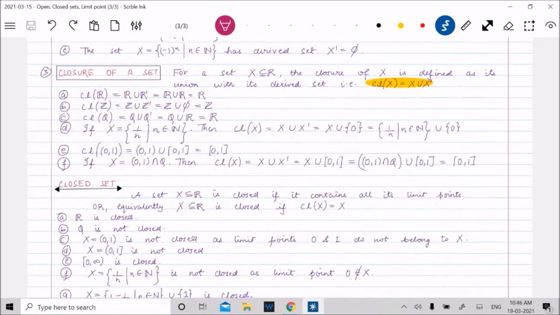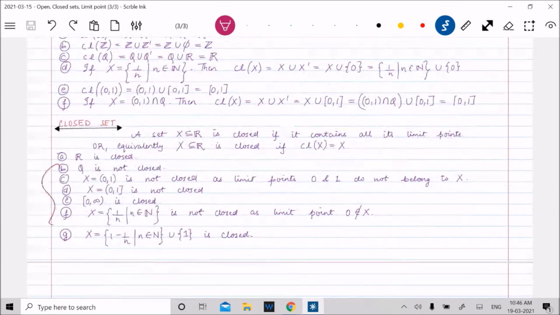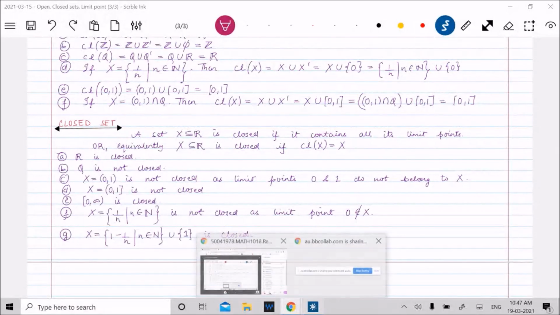A set is said to be closed if it possesses all its limit points inside it. If any limit point is falling outside the set, then we'll say that it's not closed, right? And you can apply the same reasonings on these sets also, right? So is it clear to all of you? This is a kind of revision which I wanted to do for all of you.